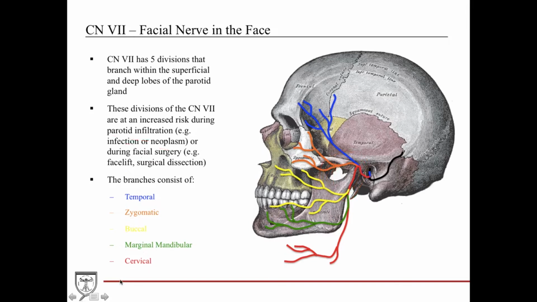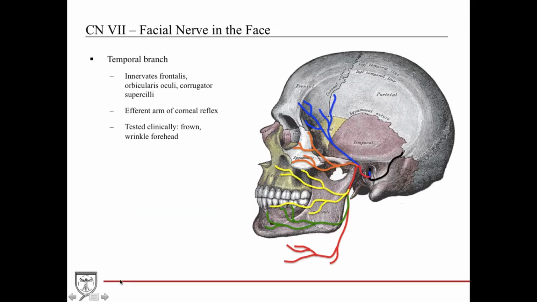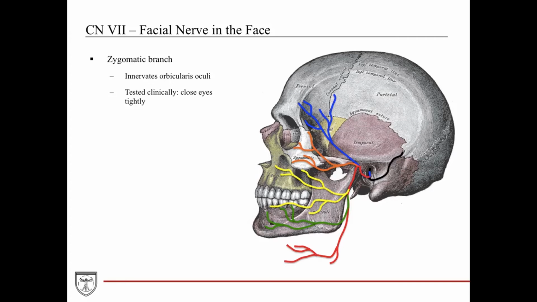So your temporal branch innervates the frontalis, the orbicularis oculi, the corrugator, and it is also the efferent arm of the corneal reflex, that blink reflex. You can test this by having someone frown or wrinkle their face or lift their eyebrows nice and high. And the zygomatic branch, the one in orange, innervates the orbicularis oculi as well, and this helps with closing of the eyes, closing them nice and tight. That's a big one for the orbicularis oculi.